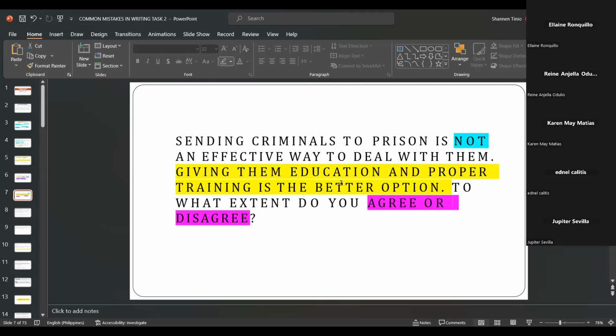Kasi parang sinasabi dito sa umpisa, sending criminals to prison is not an effective way to deal with them. Hindi daw yun effective way. So, yun yung kailangan mong malaman, kailangan mong sagutin, kung agree ka ba doon or disagree. Diba? Siyempre, panindigan mo yung sagot mo, whether you agree or disagree. This can be tricky, but if you analyze it properly, para kasing nililito ka. So you have to stand firm with your answer, whether you agree or disagree.